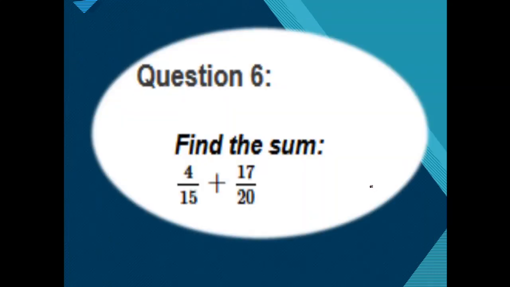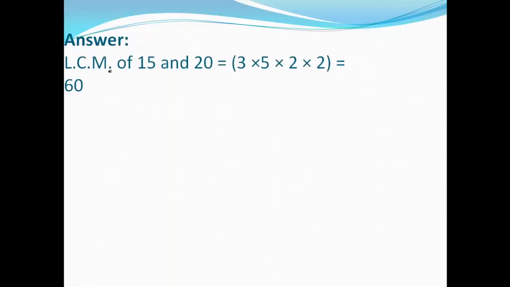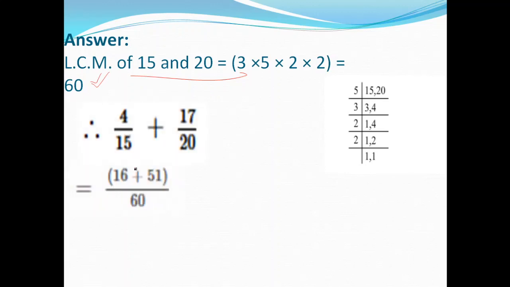See next question. Find the sum 4 upon 15 plus 17 upon 20. They are unlike fractions, so first we have to find the LCM. 15 and 20. Here I will show the LCM. What we are getting is the LCM 60. After that we draw the LCM line here, 60, and on the numerator side, firstly 15 will divide into 60. 15 fours are 60, and then 4 multiplied by 4. So we are getting 16 as the answer.